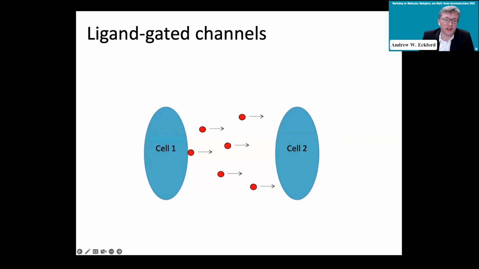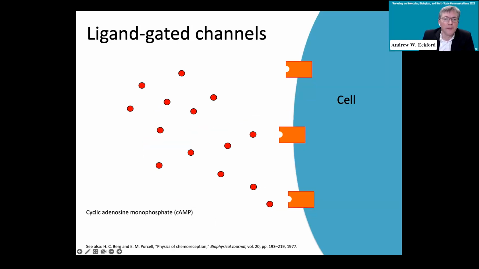The way in which cells communicate using ligand-gated channels is that cell one, the transmitter, if you like, emits a whole bunch of ligands or molecules. Those propagate to cell two, and cell two detects those molecules. So this is going from left to right, transmitter to receiver. From the perspective of the receiver, the receiving cell is covered with receptors. So these are cAMP receptors. The ligand that we're using to communicate here is cAMP.